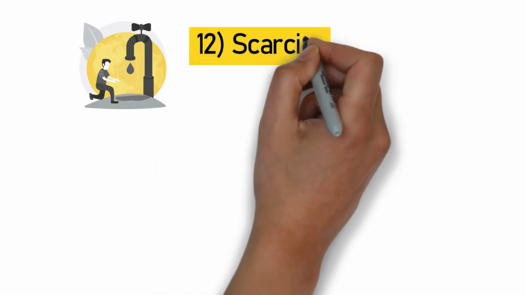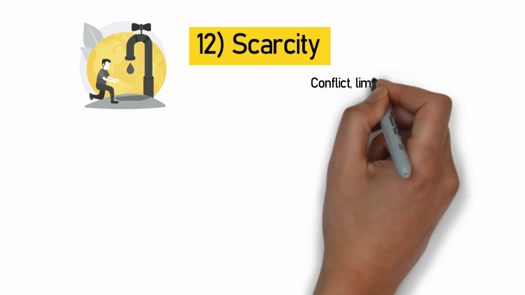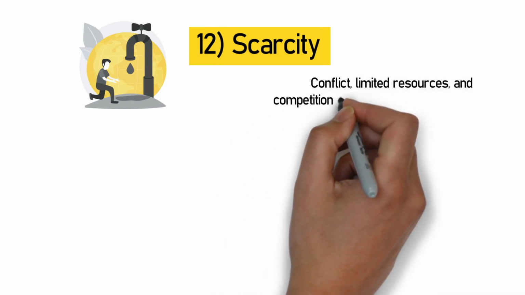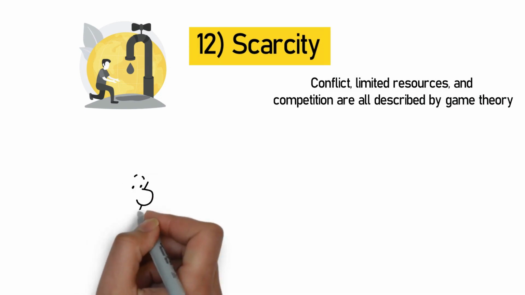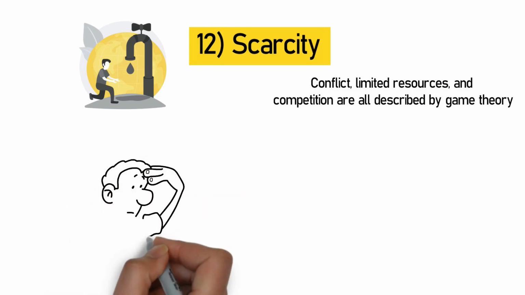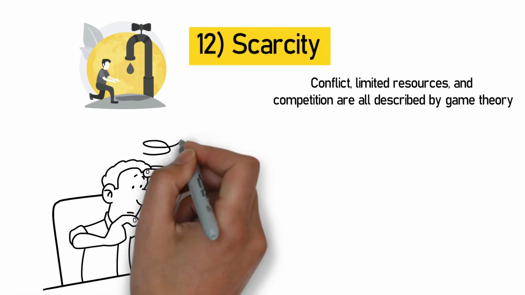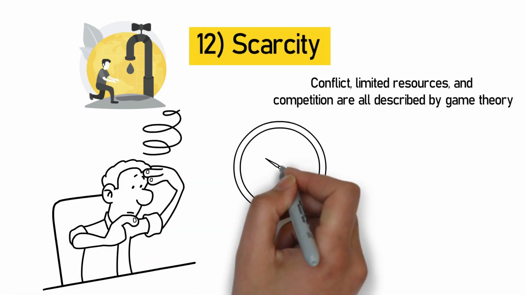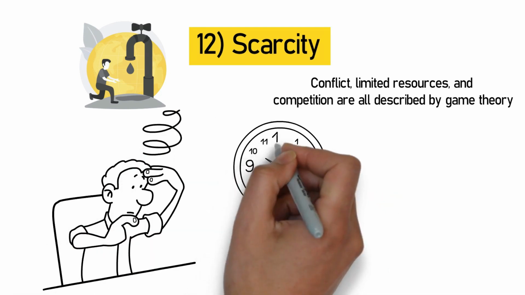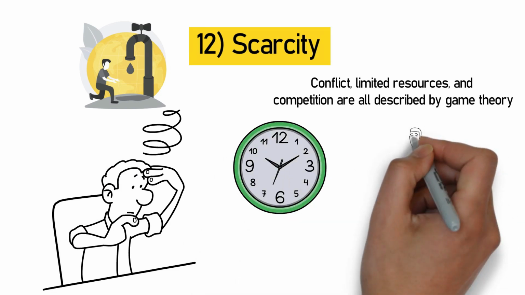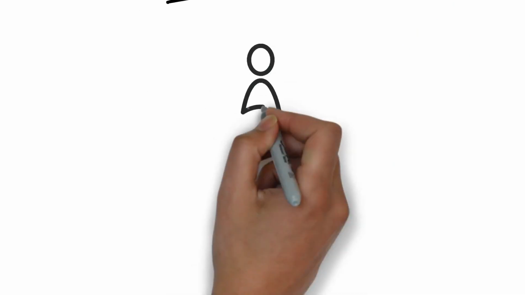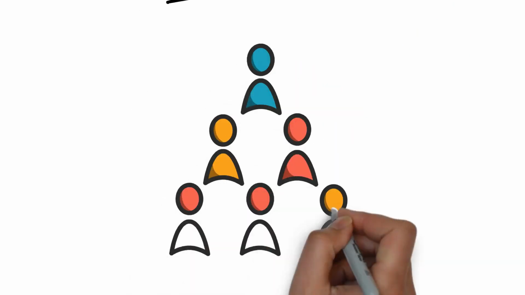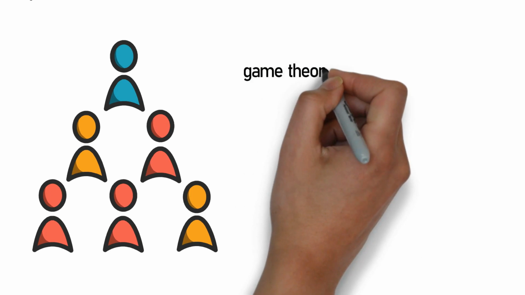Number 12. Scarcity. Conflict, limited resources, and competition are all described by game theory. What decisions are competitors likely to make, and which should they make given a specific situation in a limited amount of resources and time? One thing to keep in mind is that traditional game theory may portray humans as being more rational than they are. After all, game theory is just that, theory.